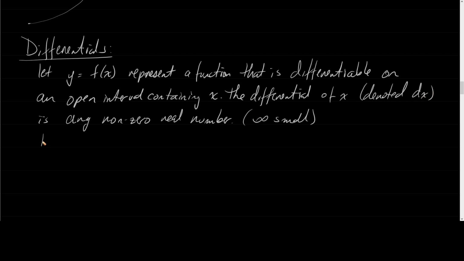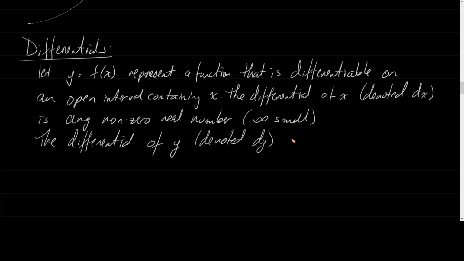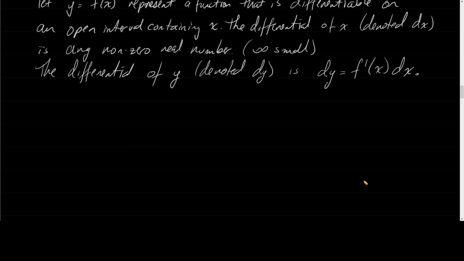All right. The differential of y, denoted dy, is equal to f prime of x dx. All right. So that's the differential of y. dy is equal to f prime of x dx. Now let's see what we're talking about here visually.